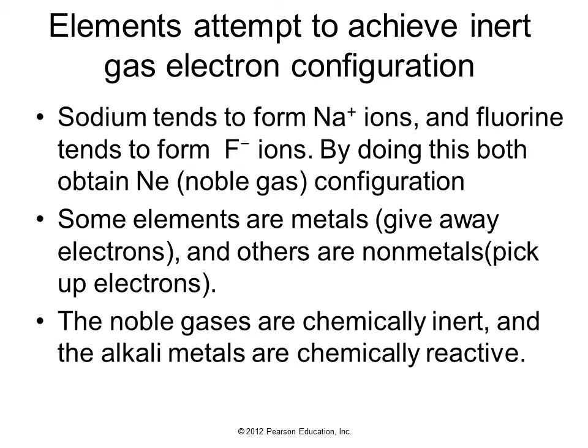Elements attempt to achieve inert gas configuration or noble gas. Sodium tends to lose an electron to form a sodium ion, and fluorine tends to gain an electron, become a minus anion. And by doing this, both obtain neon noble gas configuration. Some elements like to give away electrons, mainly metals, and they have only 1 or 2 electrons to give up. Others, like nonmetals, like to pick up electrons.